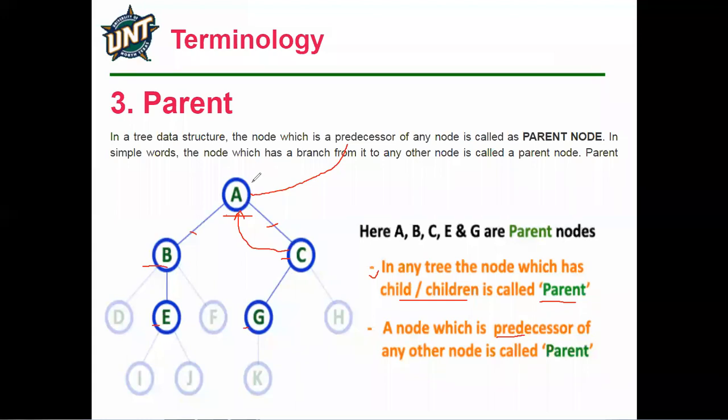In simple words, the node which has a branch from it to any other node is called a parent node. So these are the different concepts of what a parent node is. I hope everyone is clear on the concept of parent here. We are highlighting the concept here. I hope you are clear on what a predecessor is and what a child node is. Clear to all? Okay.